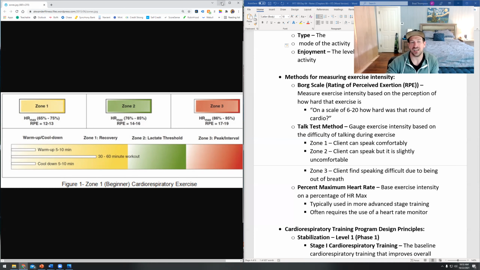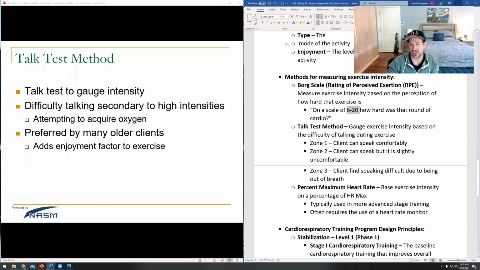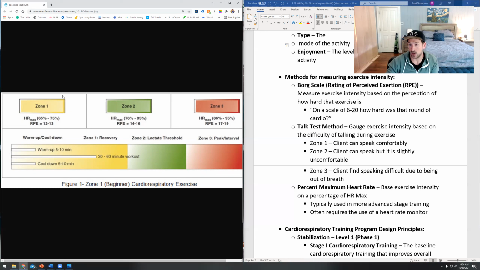We've also got the talk test method. The talk test method is you're going to gauge exercise intensity based on how difficult it is to talk. If we consider that zone 1, that yellow RPE scale, your client should be able to speak pretty comfortably. Zone 2, your client should have some difficulty speaking, should be uncomfortable, but not impossible. And then zone 3, your client finds it difficult to speak because they're literally so out of breath. So that's the talk test method.